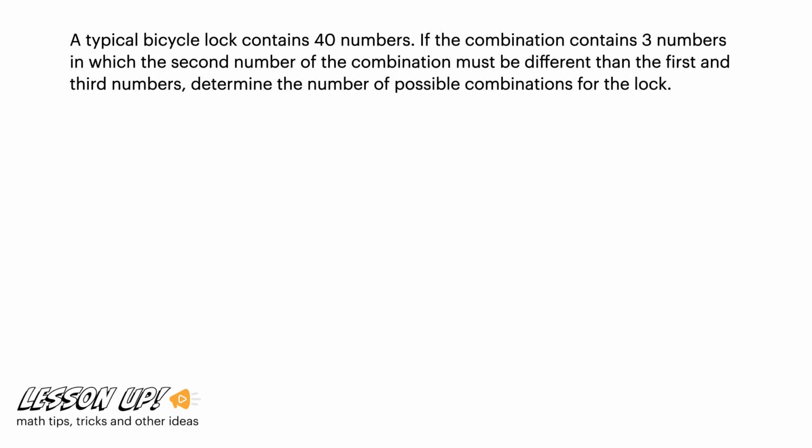Consider this problem. A typical bicycle lock contains 40 numbers. If the combination contains 3 numbers, in which the second number of the combination must be different than the first and third numbers, determine the number of possible combinations for the lock. If you'd like to try this problem on your own, you should pause this video now.